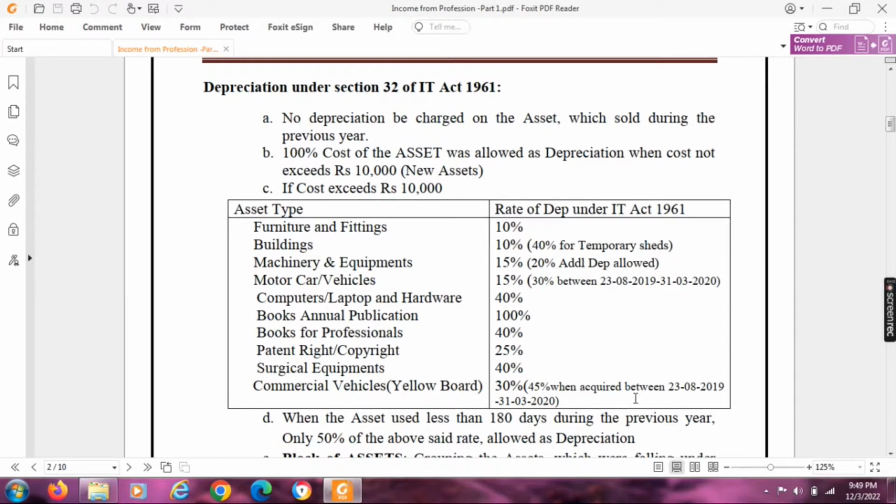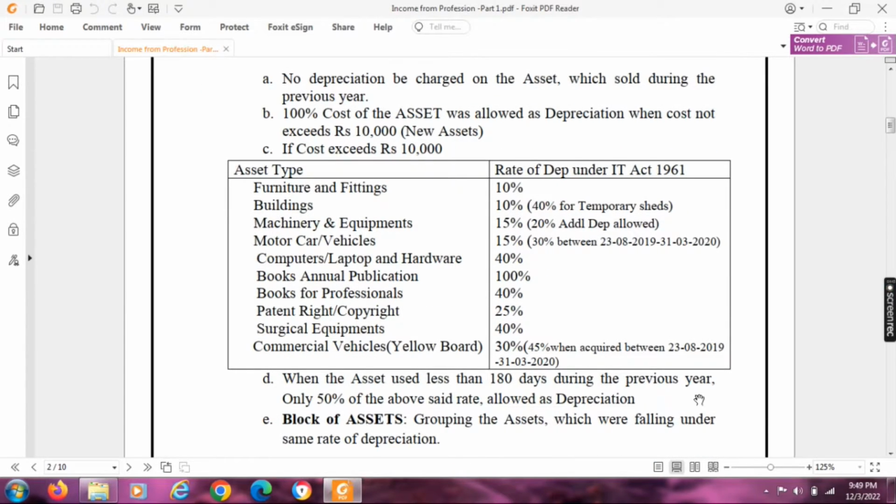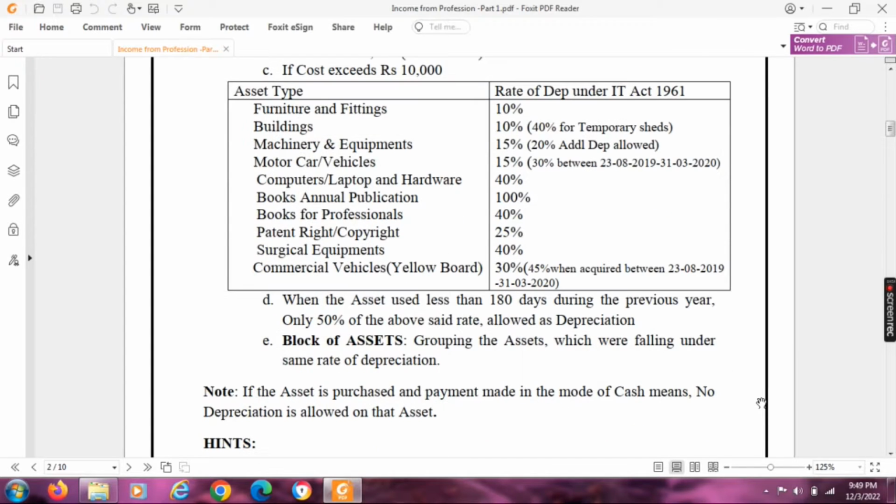Okay. When the asset is used less than 180 days during the previous year, only 50% of the above said rate is allowed as depreciation. And the last one, block of assets. What is a block of assets? Grouping the assets which fall under the same rate of depreciation. So 10% items will be called block 1, 15% items block 2, and 25% items block 3, like that.